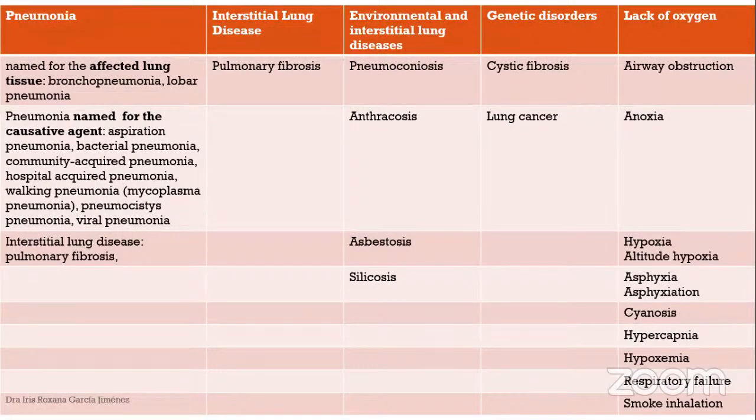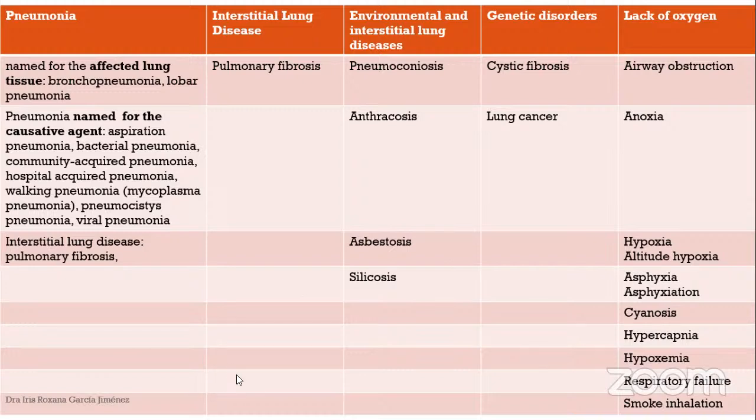Then we got the pneumonias, named for the affected lung tissue, for example, bronchopneumonia or lobar pneumonia. And the pneumonia named for the causative agent. We have all of this. And the interstitial lung disease, the pulmonary fibrosis, and the environmental interstitial lung diseases, pneumoconiosis, anthracosis, asbestosis, silicosis, the genetic disorders, cystic fibrosis, lung cancer.